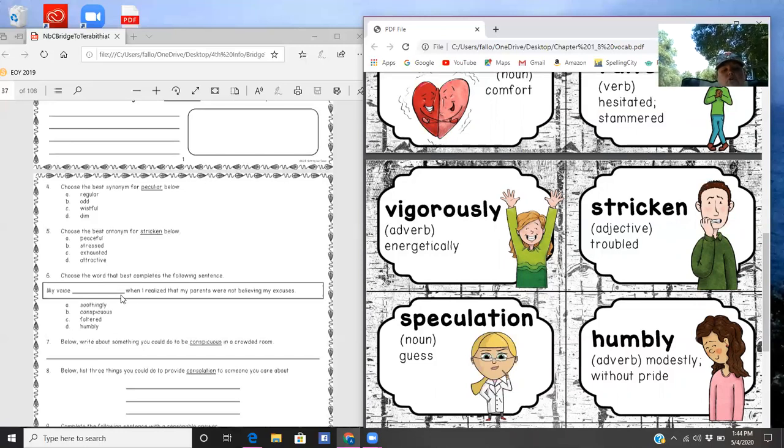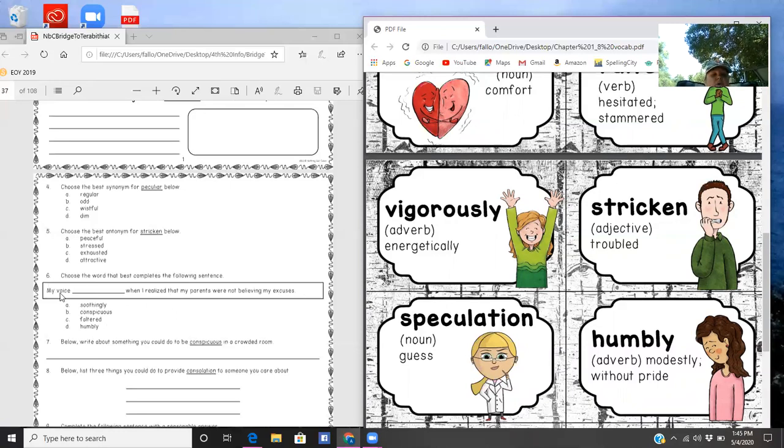Look at number 6. Choose the word that best completes the following sentence. So when we have these types of questions, the best way to figure out which word fits is to read the sentence with each answer in it and see which one sounds like it's right. So, my voice blank when I realized that my parents were not believing my excuses. Now we're going to read each answer in the sentence. My voice soothingly when I realized that my parents were not believing my excuses. Does that sound right? If it doesn't, you can put an X by it. If it does, you can circle it. We're going to do B next. My voice conspicuous when I realized that my parents were not believing my excuses.